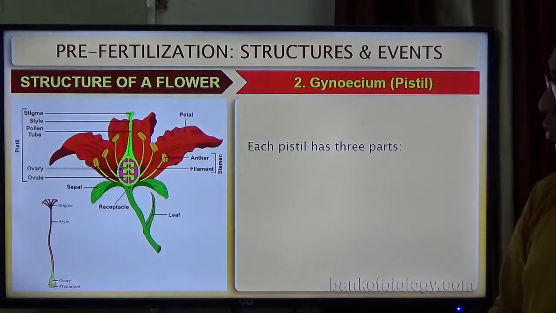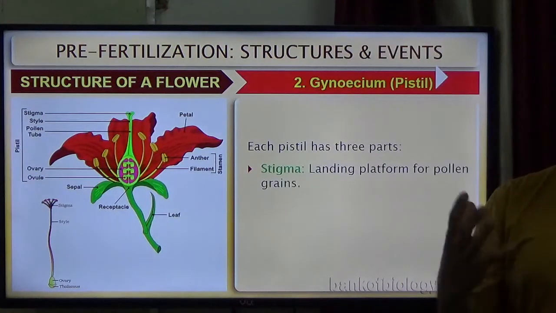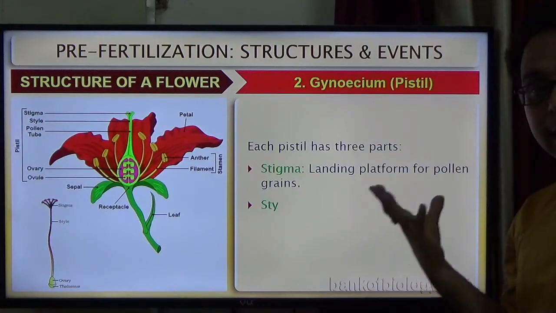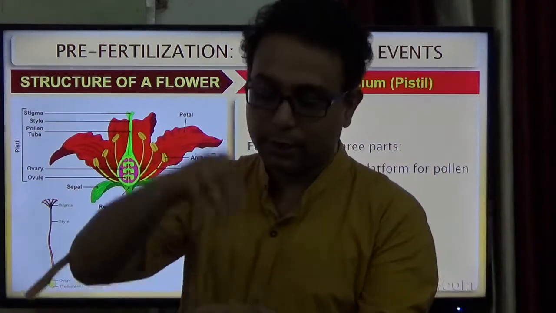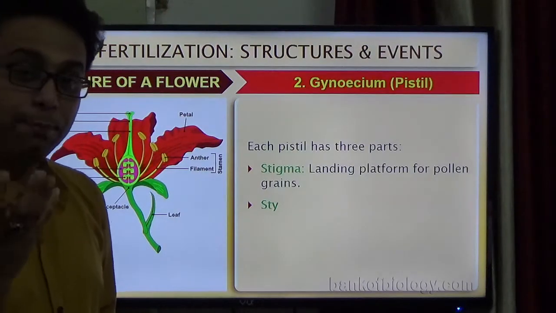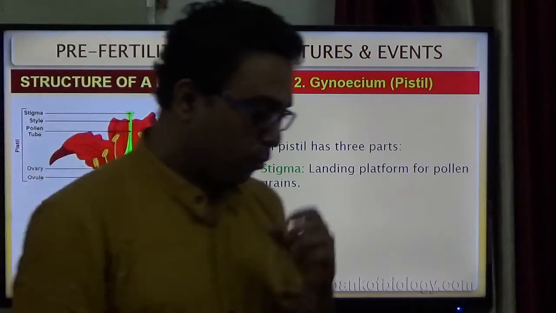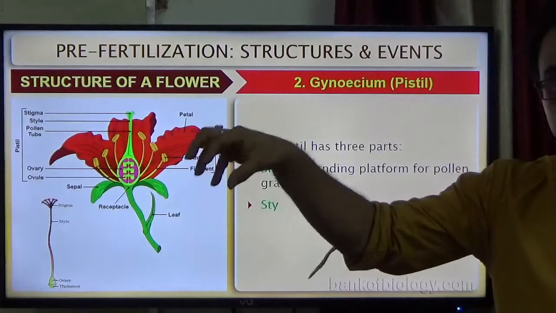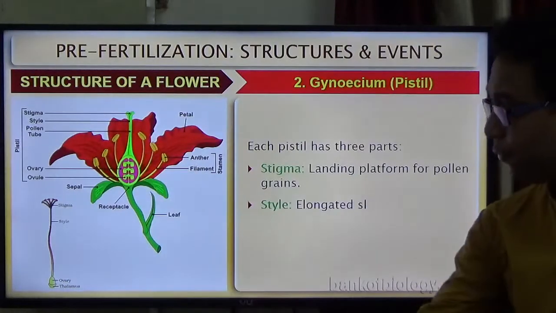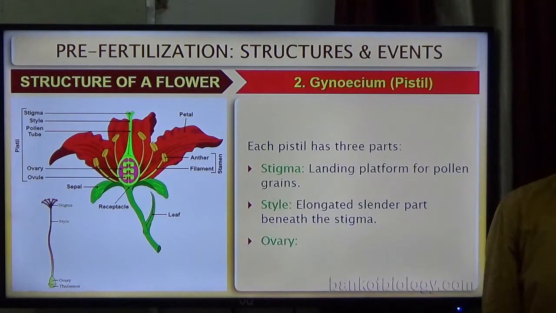Now we discuss the structure of the gynoecium. Each pistil has three parts. Stigma. Stigma is the outer part. What is its main function? Stigma is the landing platform for the pollen grains. Next one is called style. What is the meaning of style? When the pollen grains reach the platform, they germinate and produce the pollen tube. The pollen tube passes through the style, an elongated, slender part beneath the stigma.